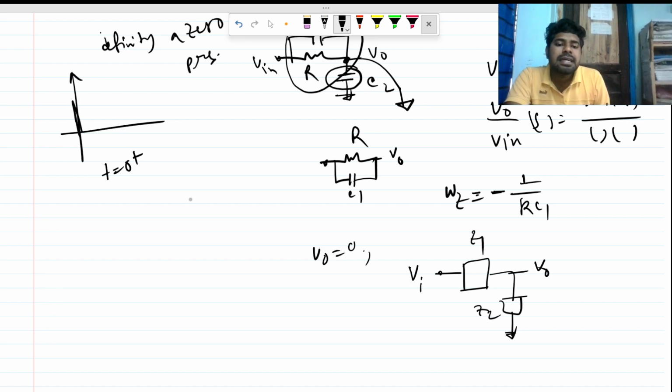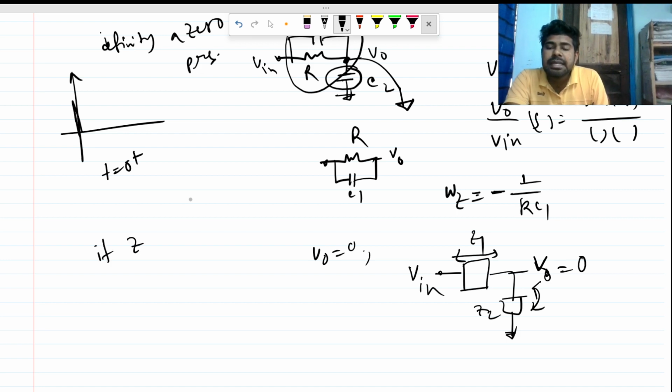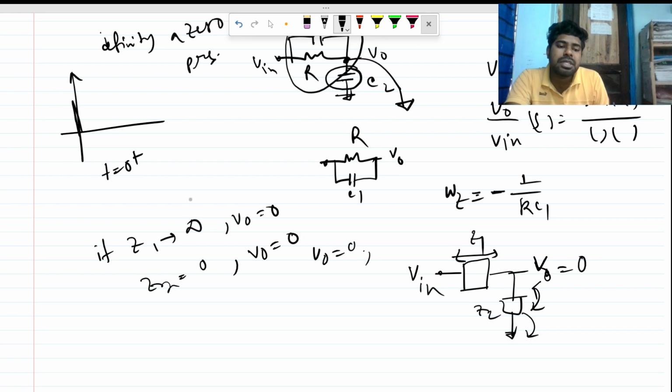So we can see that this V out can be 0 if this impedance is 0 or if this impedance is infinite. So if Z1 is infinite, then our V out can go to 0, or if Z2 is 0, then our V out can be 0.